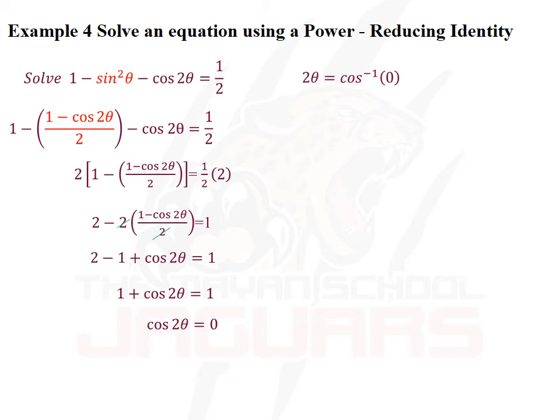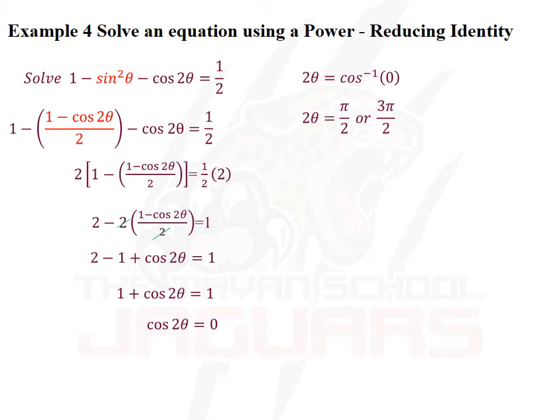So when you evaluate the cosine inverse of 0, you're looking for the angle whose cosine is 0. The angle for which the cosine is equal to 0 is pi halves, but also 3 pi halves. So 2 theta becomes, and you can use the unit circle to check this, pi halves or 3 pi halves. But we have an issue in here: what we need is not the value of 2 theta. What we need is the measure of theta.